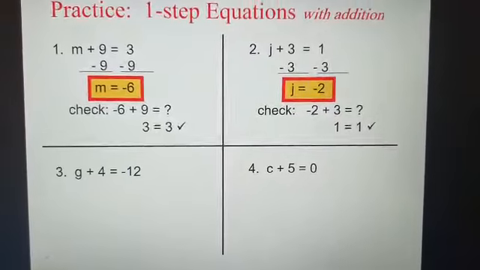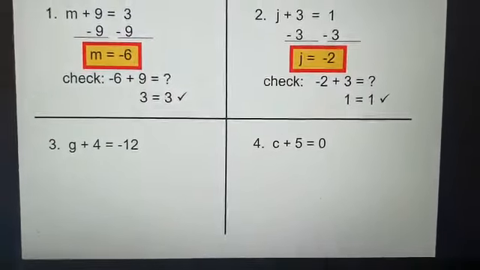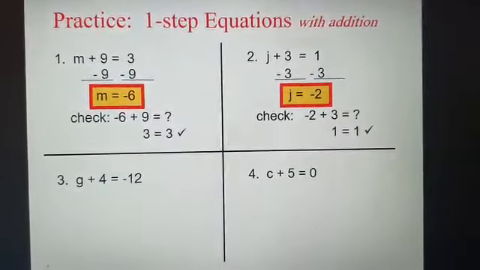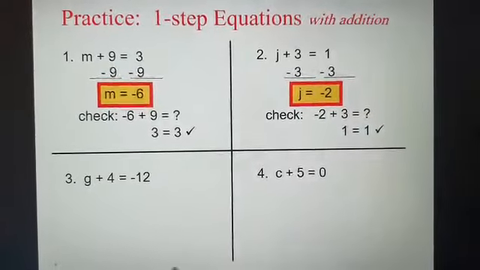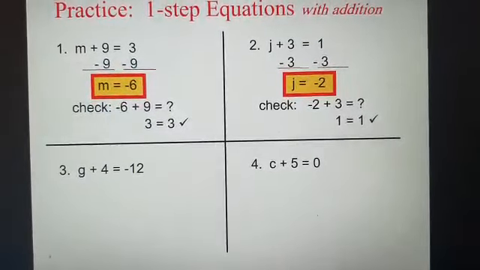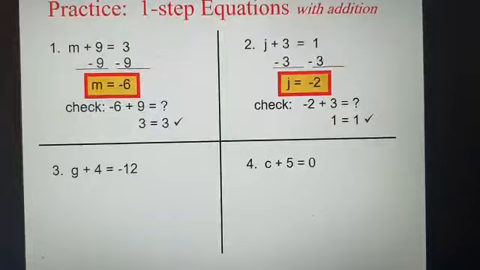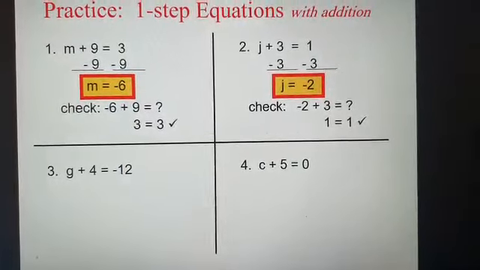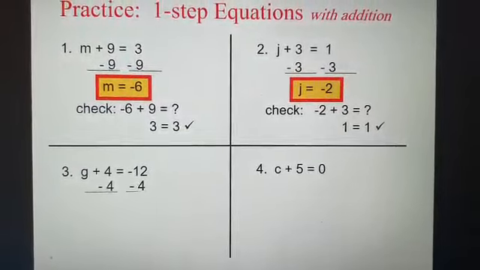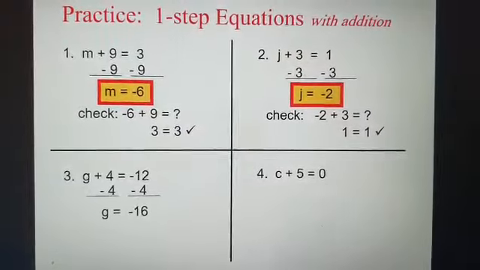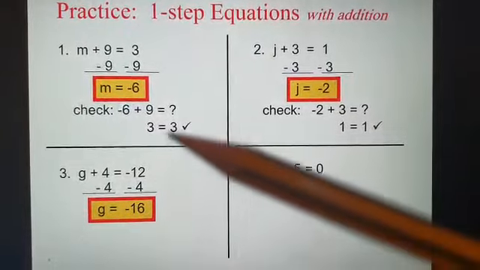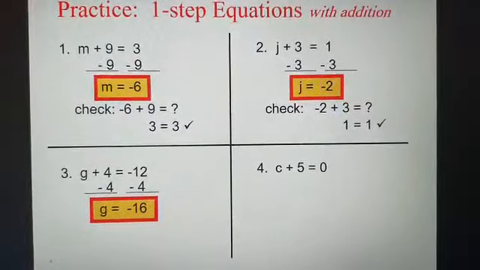Question number 3. g plus 4 equals 12. This is an addition equation, so we will use the subtraction property. The inverse operation of addition is subtraction. So I will subtract the same amount next to g to isolate g, to find the value of g. So I'll subtract 4 from both sides. 4 minus 4 equals 0. So g equals 12 minus 4.